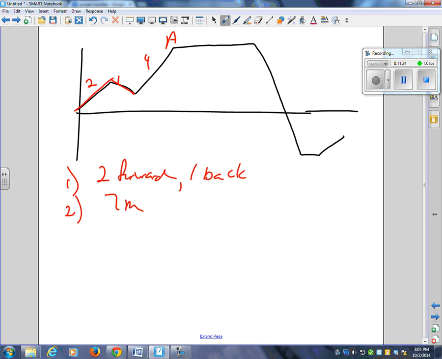It says, how far has it traveled? Does where it is matter? It does matter. Because we're talking about distance. I went 1, 2, 3, 4, 5, 6, 7. I traveled a total distance of 7 meters. That, my friends, is called the distance.